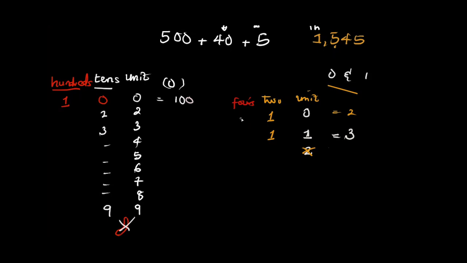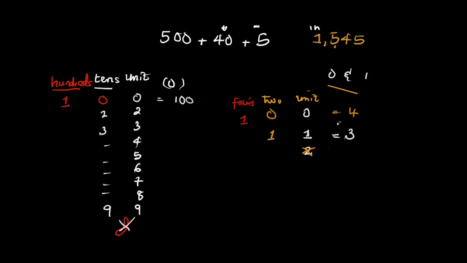So they will keep 1 here, and this will be 0. They keep 1 here, and this will be 0. So I have 1 0 0, and this will represent 4. 1 0 0 will represent 4.